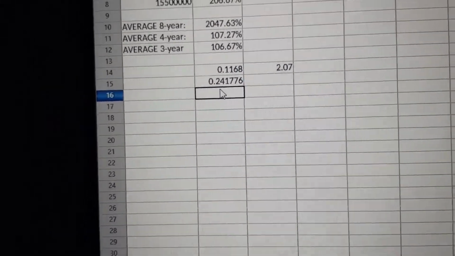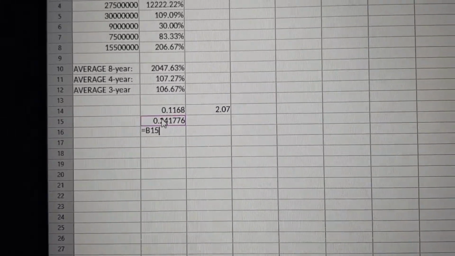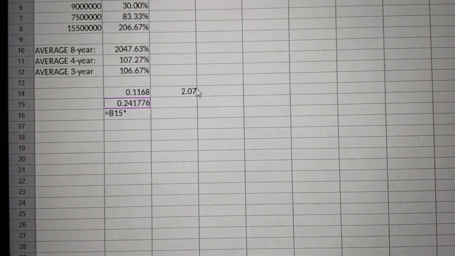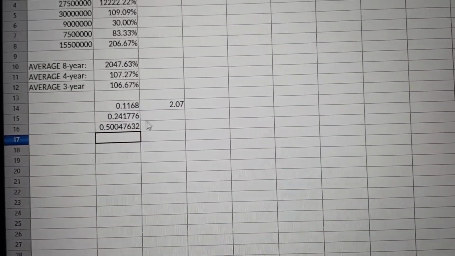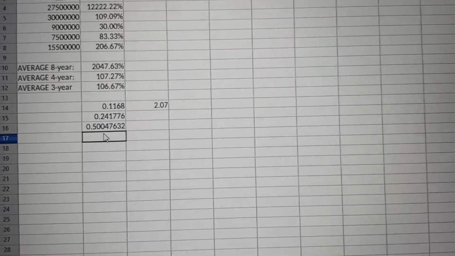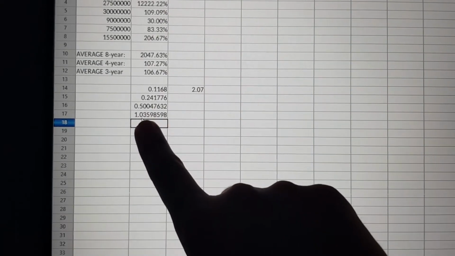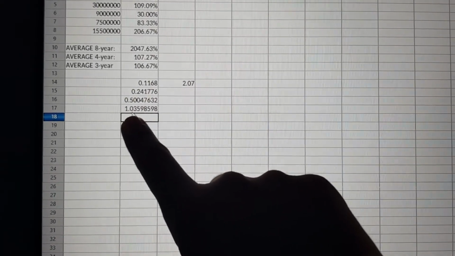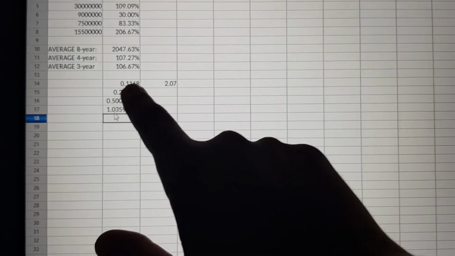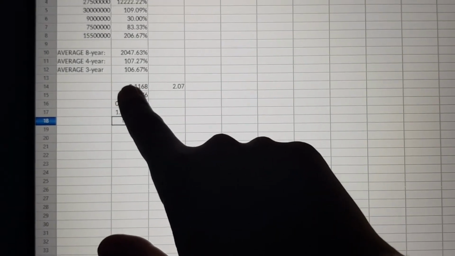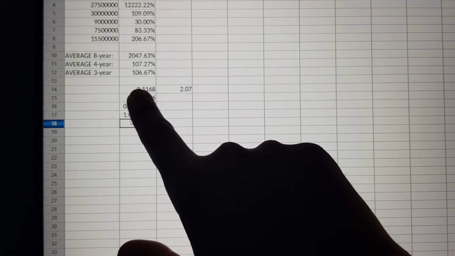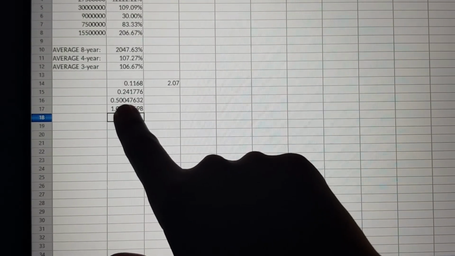So let's do that again. Let's take this 0.24 and multiply it by this 2.07. And what do we have in the third year? Well, now we're at 0.5%. So let's take this 0.5% and multiply it by 2.07 again, and now we're at 1%, and this is where it gets absolutely crazy, right? So this is now the 5th year, so 4 years from now we can expect to be at about 1%. That's already a 10x, right? That's already 10 times bigger than where we started in 4 years.